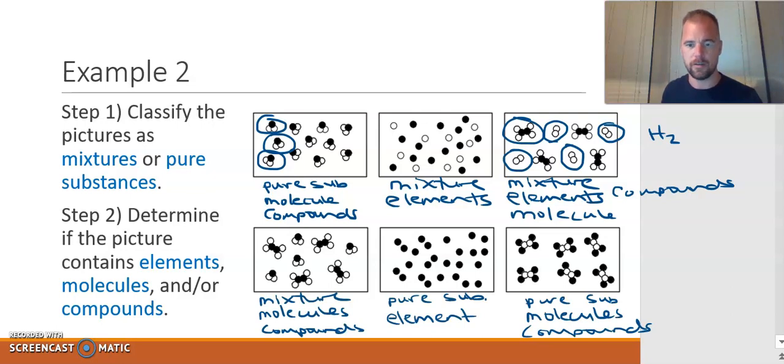Alright, so we have the answers here for the last 3. First one right here on the bottom, it is a mixture. We have 2 different types of particles in there, specifically molecules and compounds. There are no elements there. Second one on the bottom, it is a pure substance. You have the same atom throughout. Since nothing's chemically bonded, it can't be molecule or compound, so element is the only thing in there. And then finally we have pure substance because all these particles are the same. Those particles represent molecules and compounds. There are no individual isolated elements in that last picture.